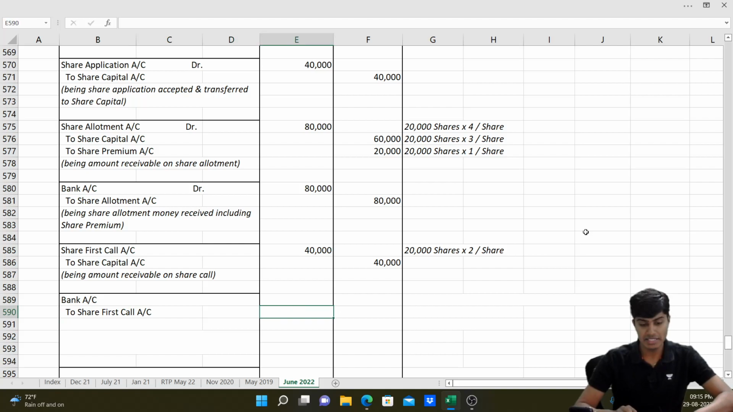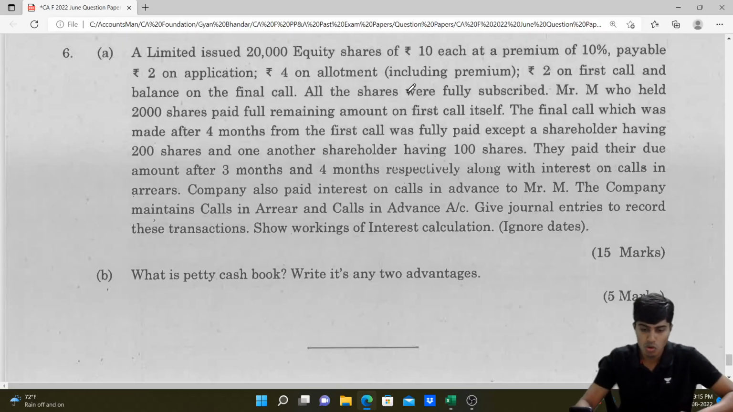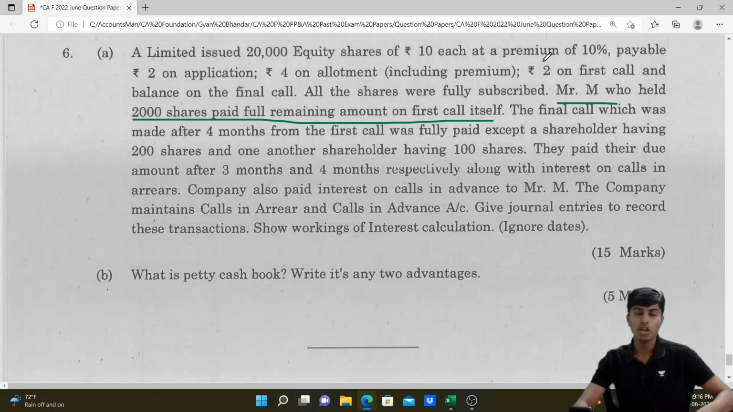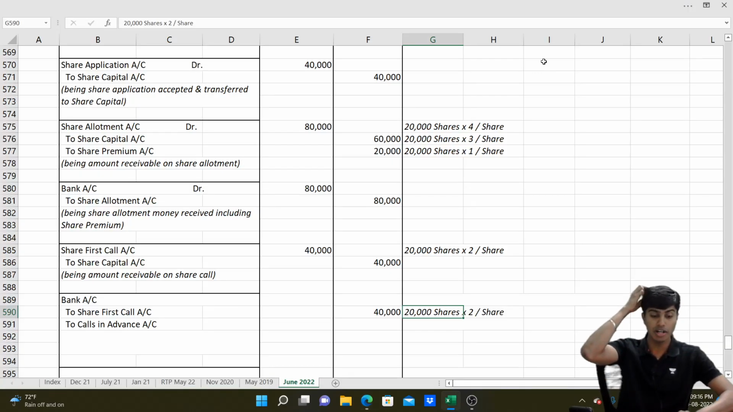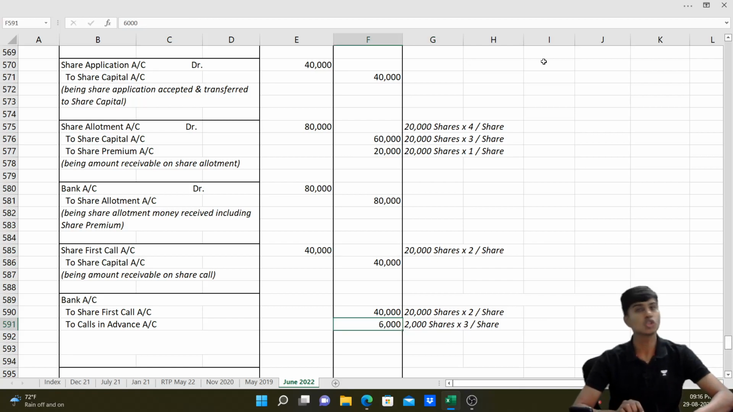first call. But this time we're not just receiving the share first call money, we're receiving some extra money from Mr. M towards calls in advance. This 40,000 is simple: 20,000 shares into 2 per share. But Mr. M, who holds 2,000 shares, has paid the full remaining money in first call itself. So 3 on allotment, 2 plus 3, 5 rupees, plus 2, 7 rupees on first call. So 3 rupees is due on second call, which is already paid by Mr. M. So one who holds 2,000 shares has paid 3 rupees per share, and this second call money which is paid is calls in advance.